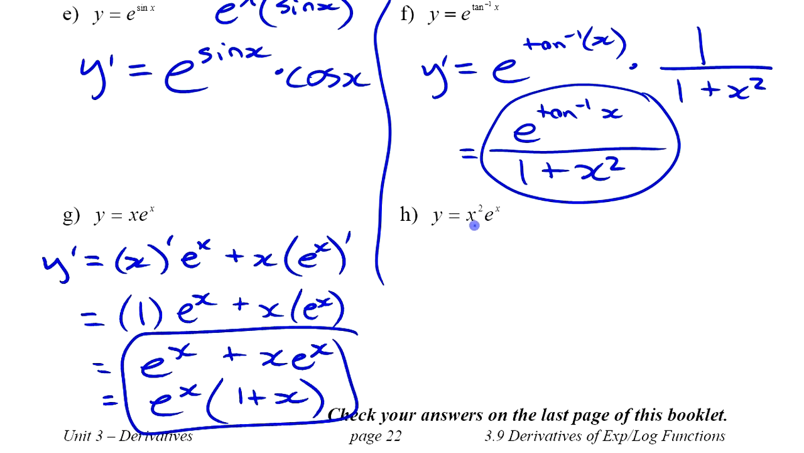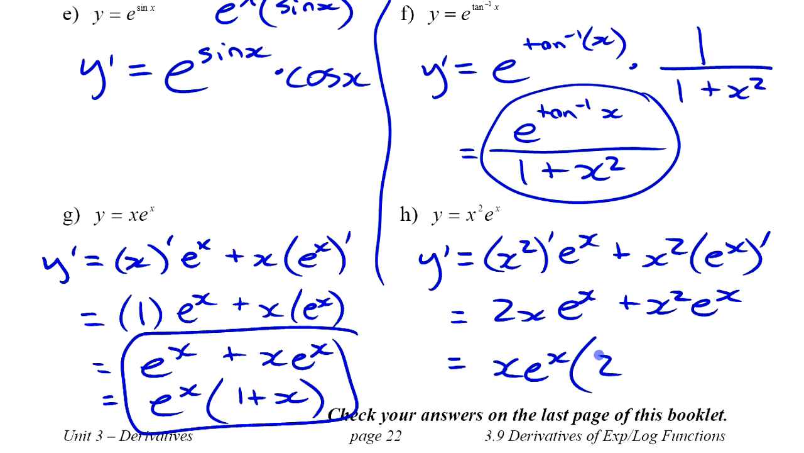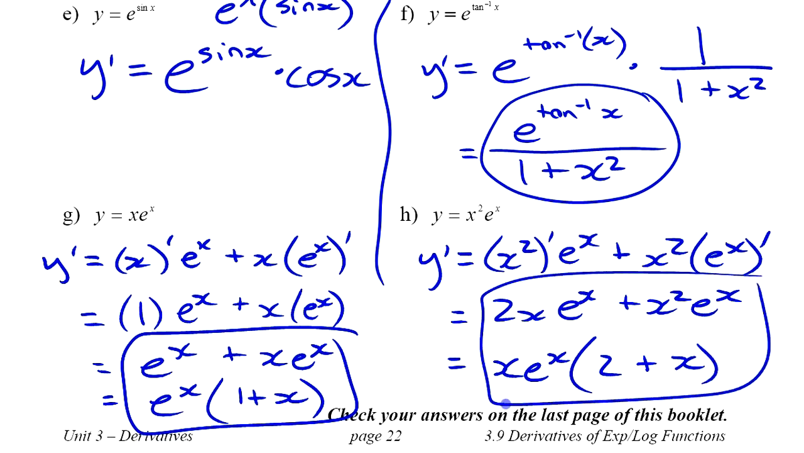Very similar one over here. Derivative of x squared, which is 2x, times e to the x plus x squared times the derivative of e to the x, so 2x e to the x plus x squared e to the x. If you wanted to, again, you could factor out x e to the x and be left with 2 plus x here. But again, either one of those is fine depending on what you want to do with it.